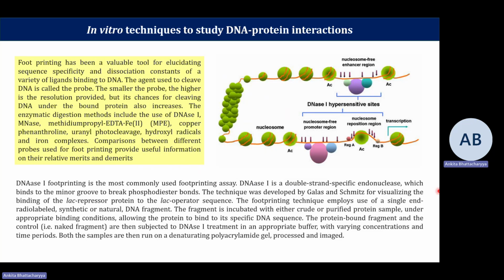And this protein bound fragment and the control naked fragment can then be subjected to DNase1 treatment in an appropriate buffer with varying concentrations, time periods, etc. Then you run it on a DNA sequencing gel, you process it, and you image it, and you get your results. Now, this is a representation of how DNase1 hypersensitivity can also vary.